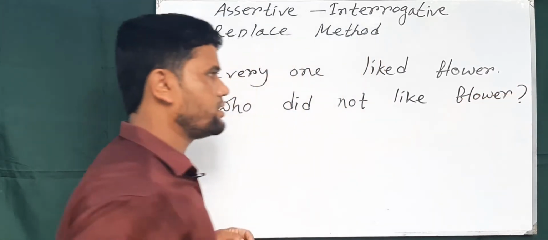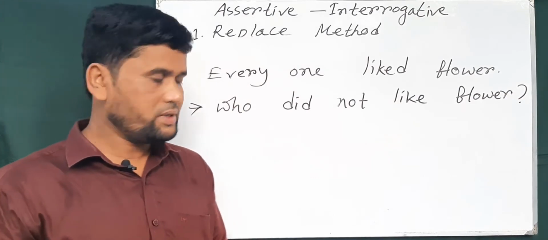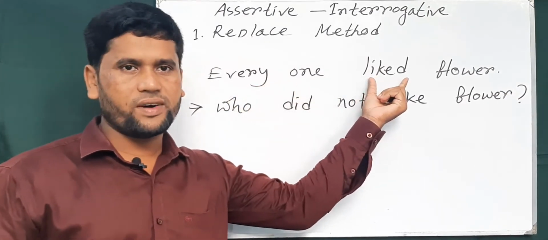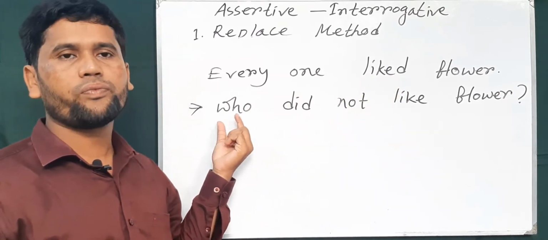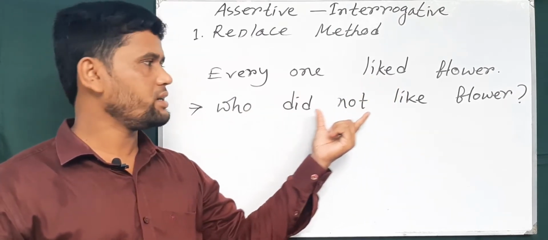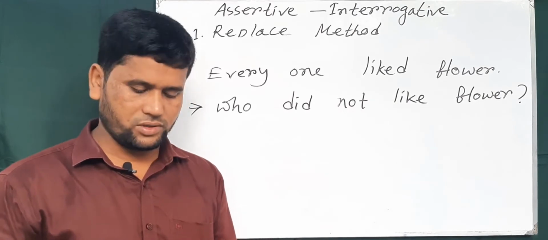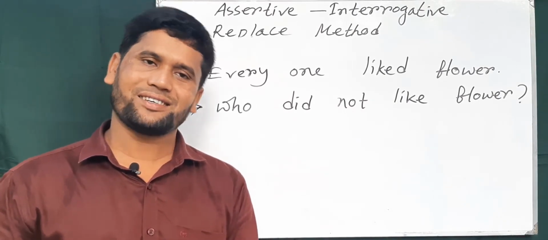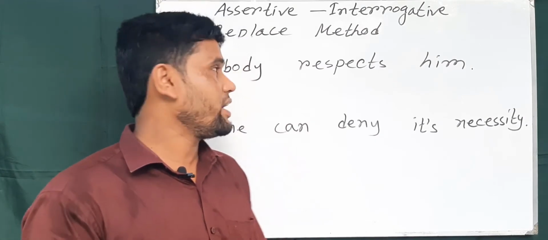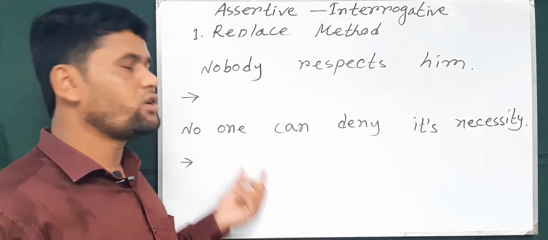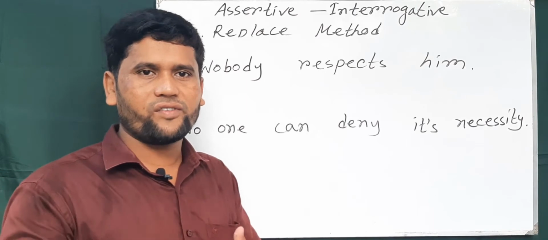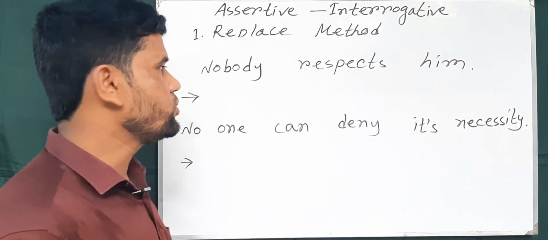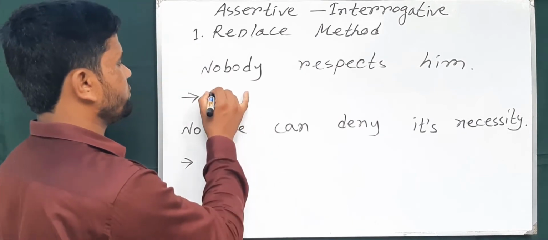And at the end you must use note of interrogation. So you find everyone and first form of verb, I use who and did not and base form of verb. So it's very easy, very simple if you understand. On the other hand, if you find nobody or no one or none instead of everybody or everyone, then you need to use only who.